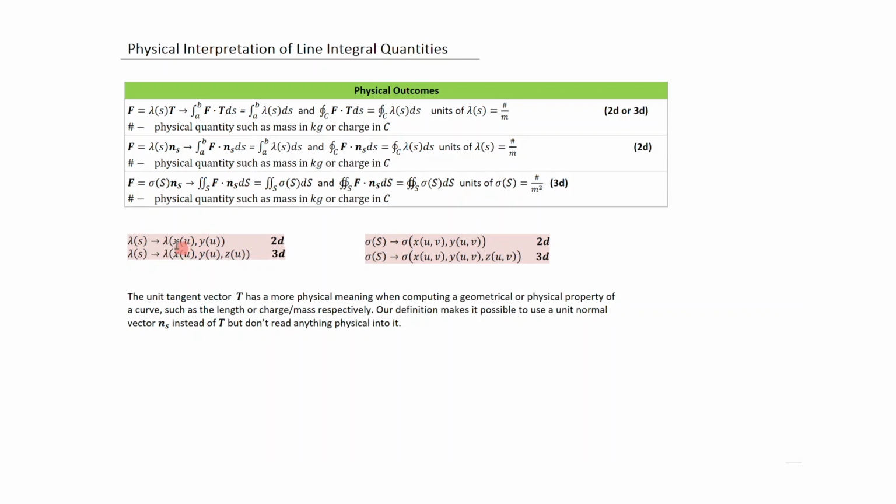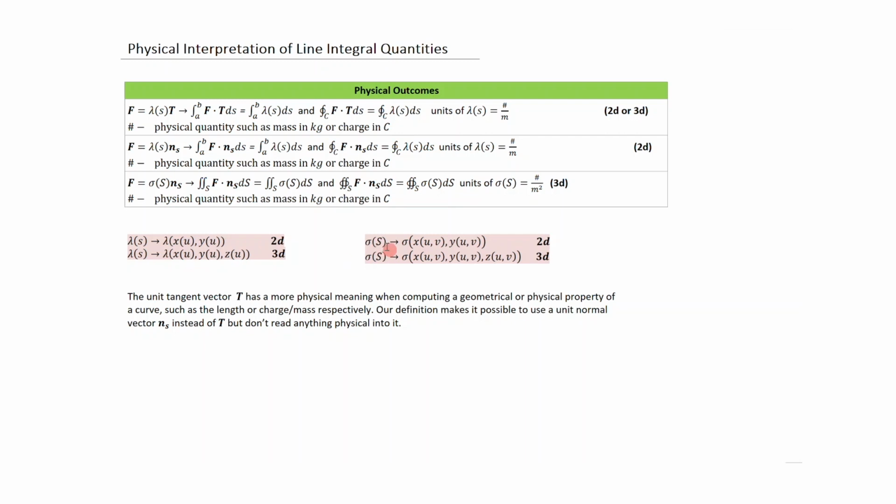Now, what does lambda of s actually represent? It basically means that when we parameterize a contour in 2D, we need a parameterization variable, which means we're picking off what the charge density is at every given point on the line, defined by the variable u in this case. So there's an x and y component. Similarly, if we deal with a 3D contour, then we would have an x, y, and z component, but the contour is parameterized by the variable u.